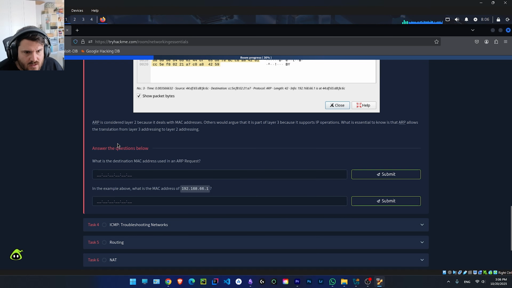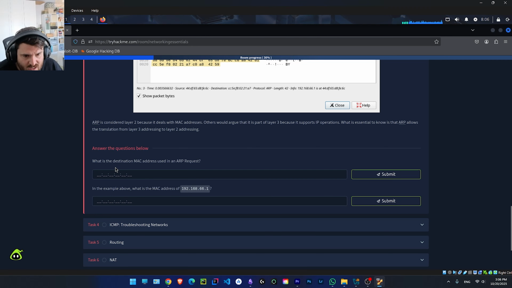ARP is considered layer 2 because it deals with MAC addresses. Others would argue that it is part of layer 3 because it supports IP operations. What is essential to know is that ARP performs the translation from layer 3 addressing to layer 2 addressing.